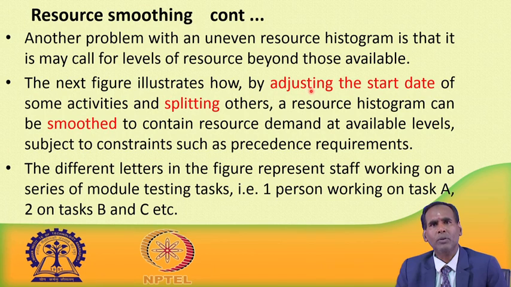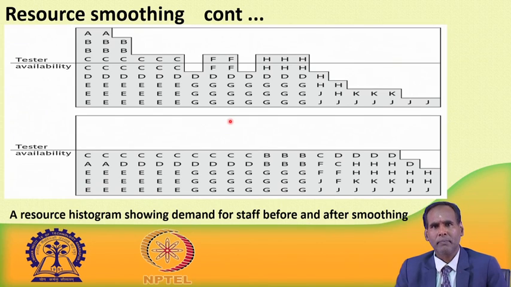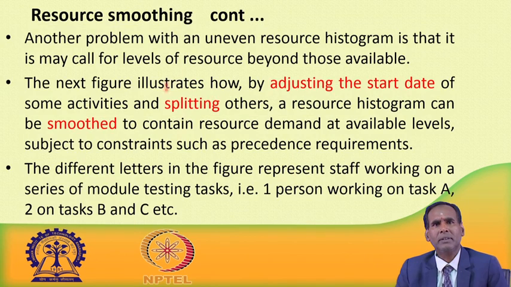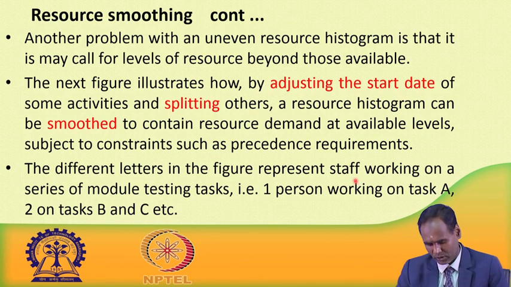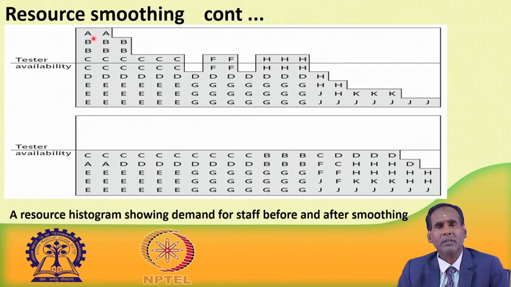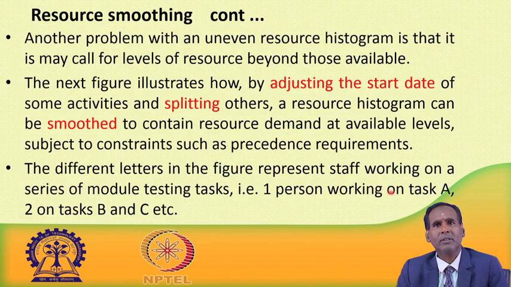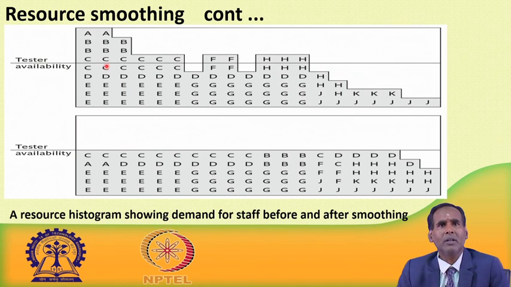I have already told you, we can follow two important methods. We can delay the start date wherever float is available, the slack time is available. Another is we can split some of the activities, so that the resource histogram can be smoothed. Here you can see the different letters in the figure represent staff working on a series of module testing tasks. So, what staff are required in a series of module testing tasks? For example, one person is working on activity A. Similarly, two persons are working on task B, two persons on task C.